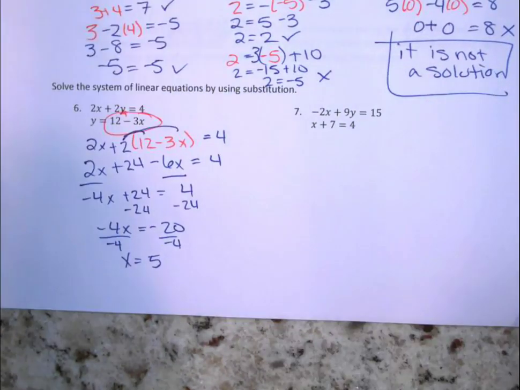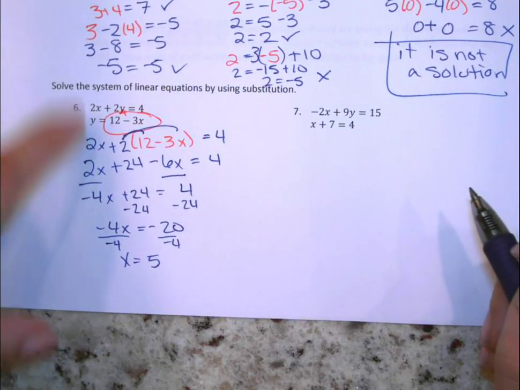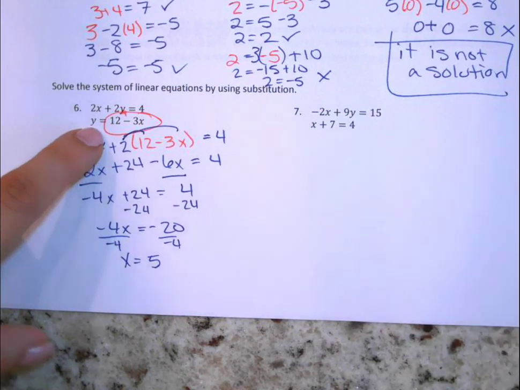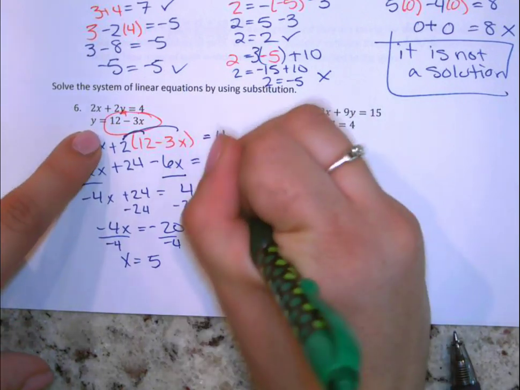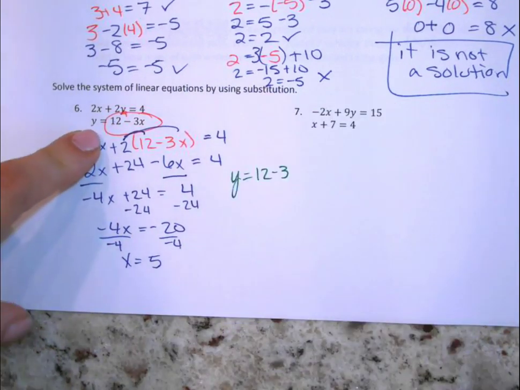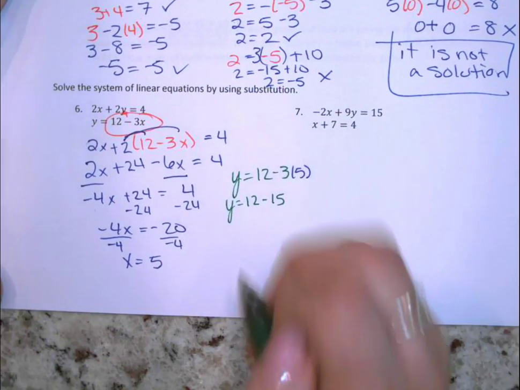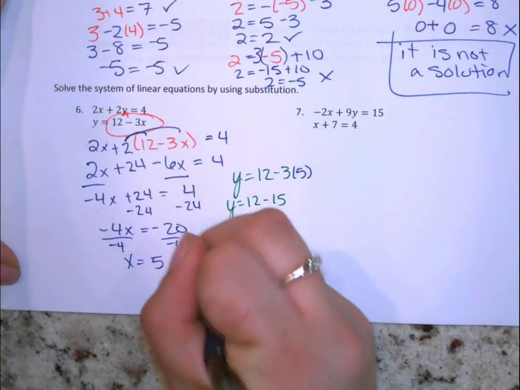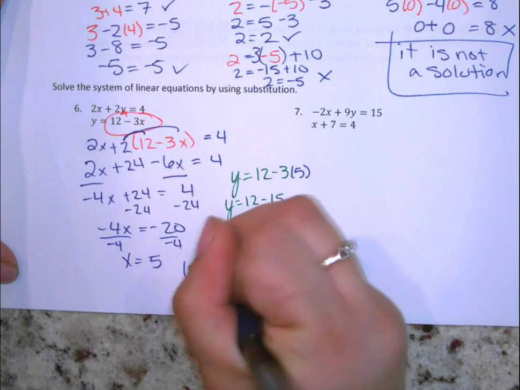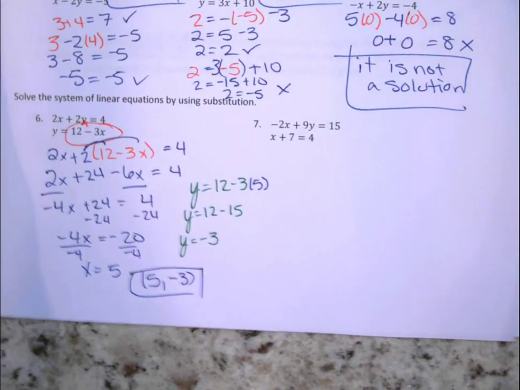I am not quite done. I have one piece of my puzzle. I'm going to go back and plug 5 in for one of these equations. Because this one, y is all by itself, I'm going to plug it in that. So I have y equals 12 minus 3, and then I plug in 5 for x. So negative 3 times 5 is negative 15. 12 minus 15 is negative 3. Now I can write my coordinate point. That always goes x, y, alphabetical order. I have 5, comma, negative 3.